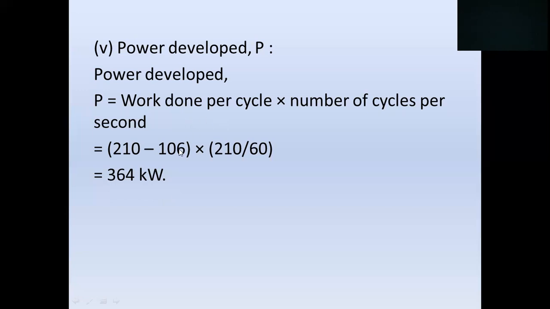So the net work done per cycle is 210 minus 106. You get 104.